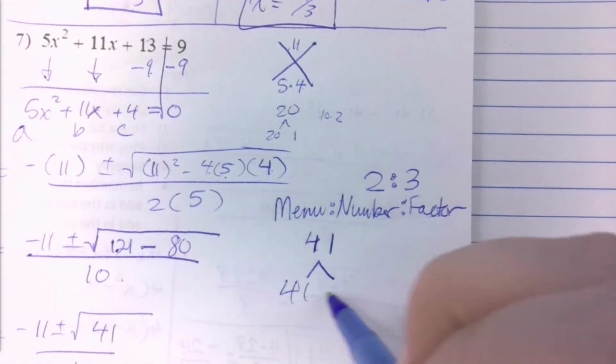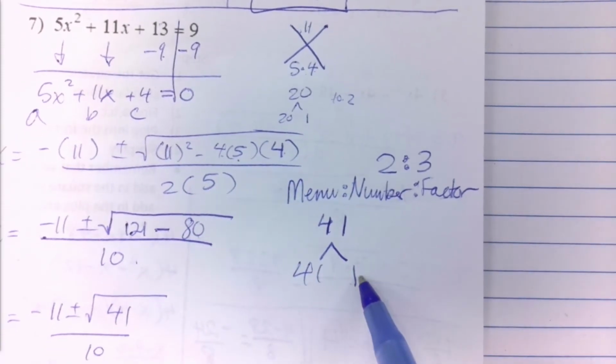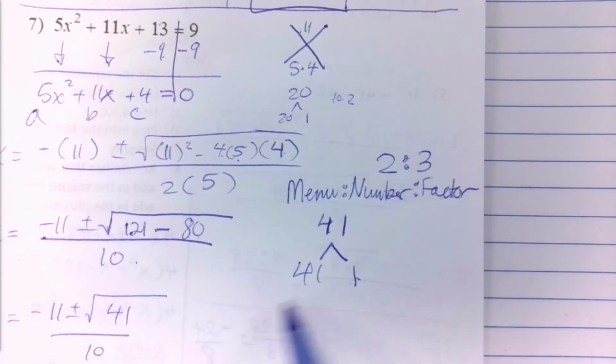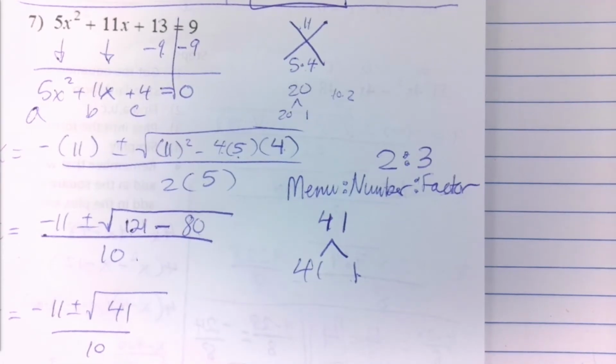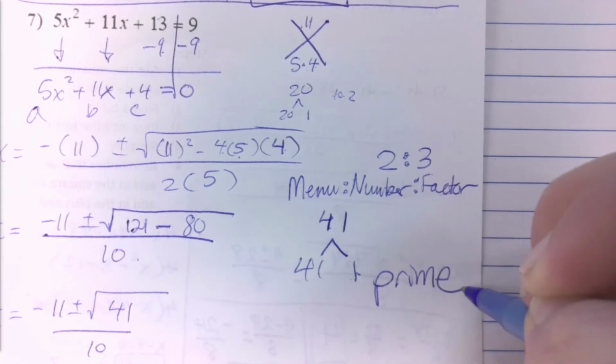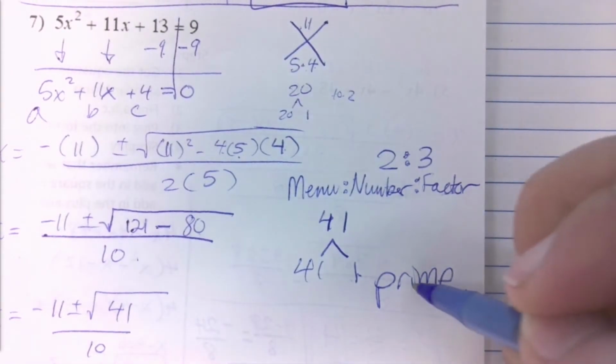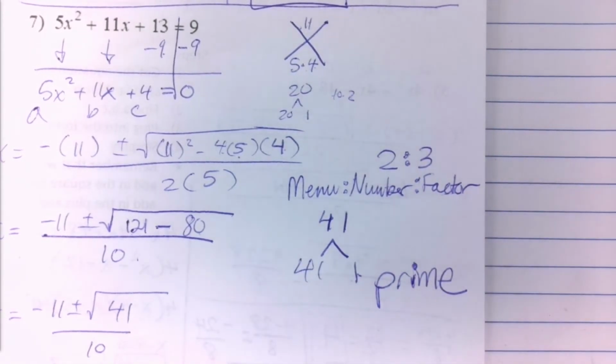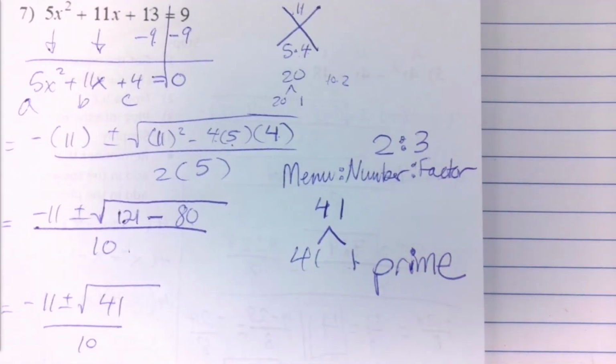So this is 41 and 1. What's it called when the only factors are itself and the number 1? What's it called when it doesn't factor? Prime. It's a prime number. I'll pause while you write that down.